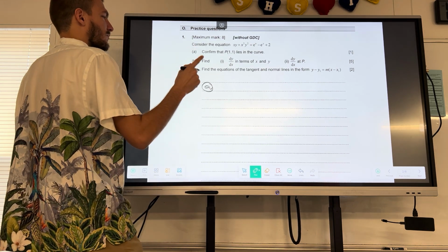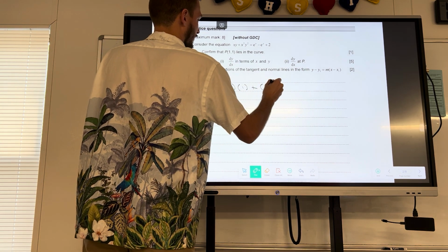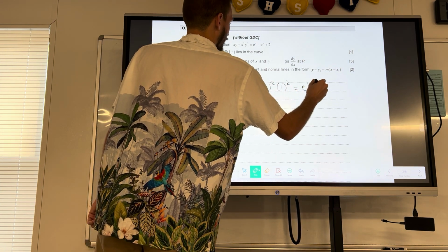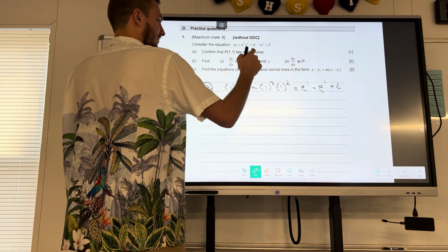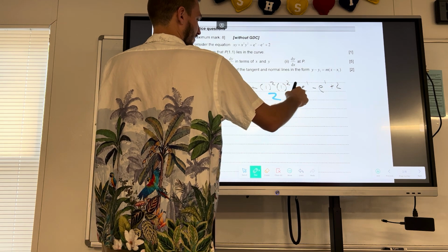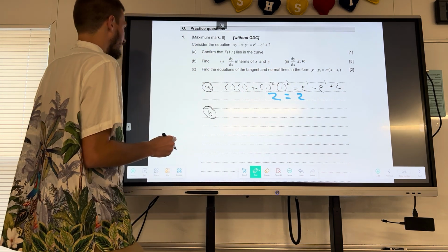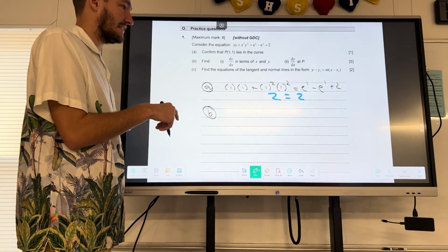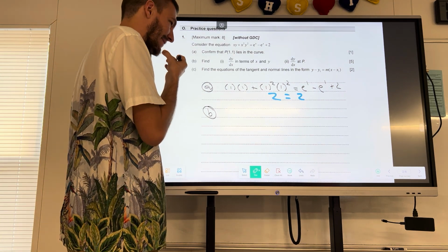A says confirm 1, 1 is on the curve, so that would use 1 times 1 plus 1 squared times 1 squared equals e to the 1 minus e to the 1 plus 2. That would be 1 plus 1, which is 2. e minus e is 0. 2 equals 2. That's good enough for part A. We've proven it. B, dy/dx. Again, we already did that in the warm up, me trying to save you some time.